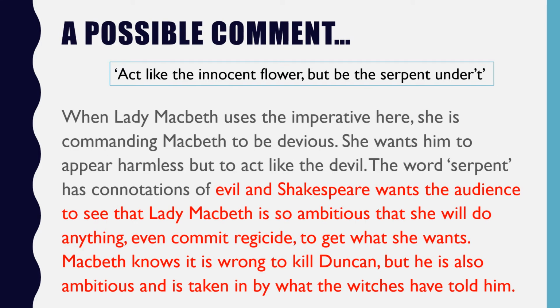So I put, the word serpent has connotations of, look at the red bit now, of evil, and Shakespeare wants the audience to see that Lady Macbeth is so ambitious that she will do anything, even commit regicide, to get what she wants. Macbeth knows it's wrong to kill Duncan, but he is also ambitious and is taken in by what the witches have told him. So again, add this on to anything you've written. If you've got something like it and you don't feel it will help you to add that on, then don't.